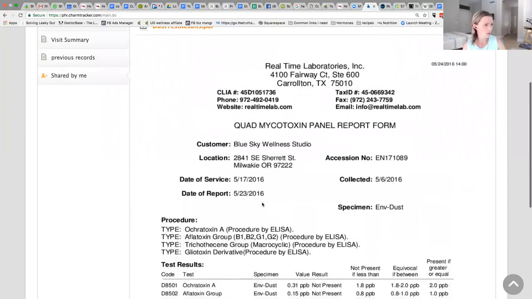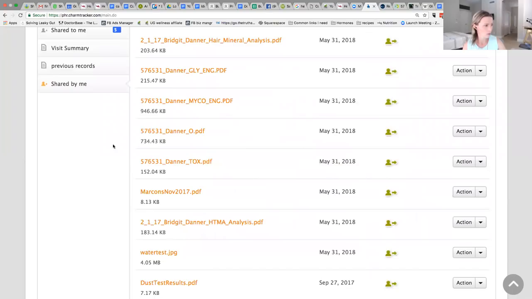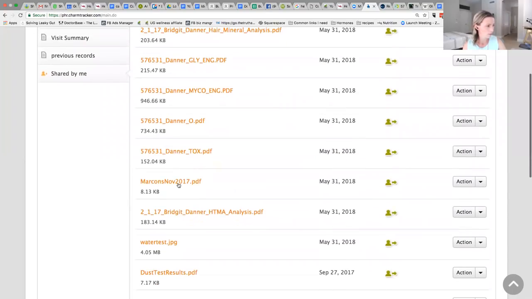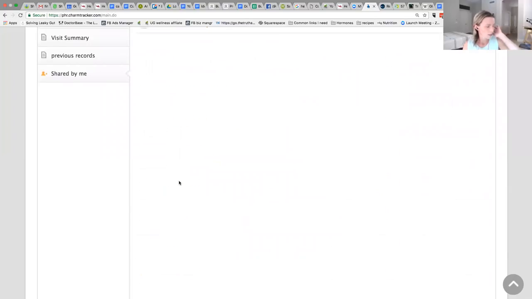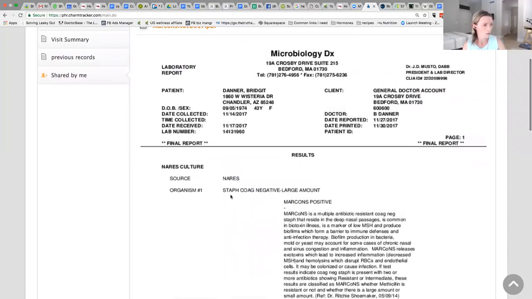Sometimes I think things are missed on a test that are still real if you're having the symptoms and the situation suggests it. For sure. Yeah. Okay, one last one I'll show you here is also related to mold. So this is a Marcons test.